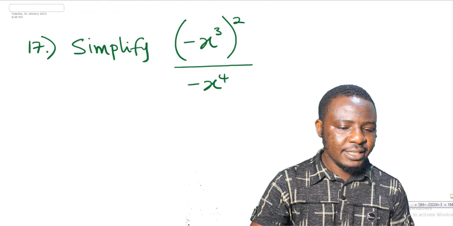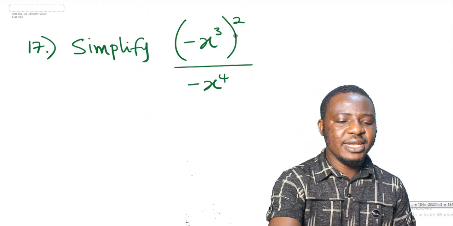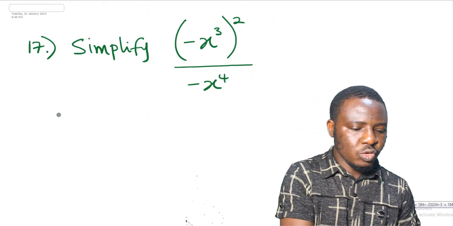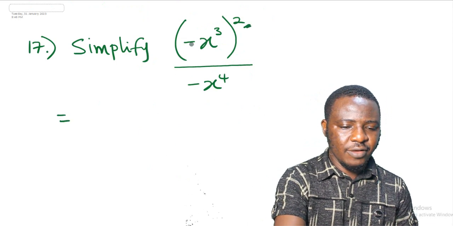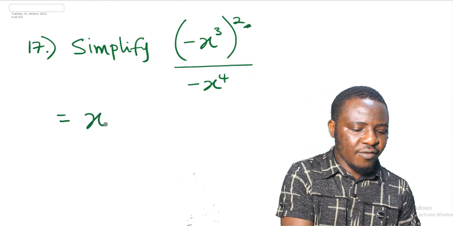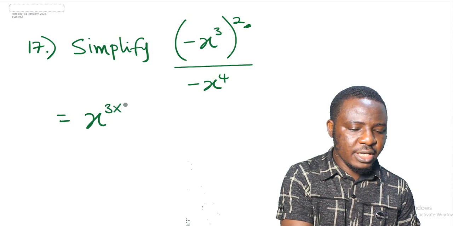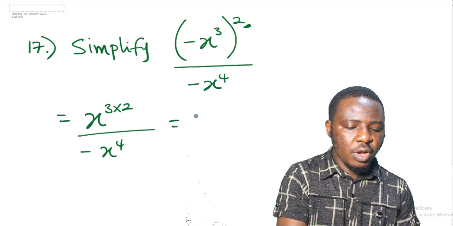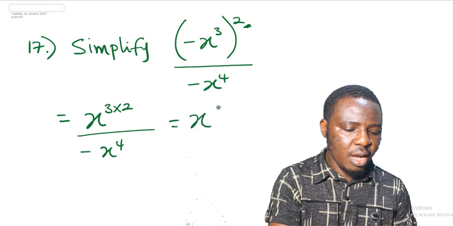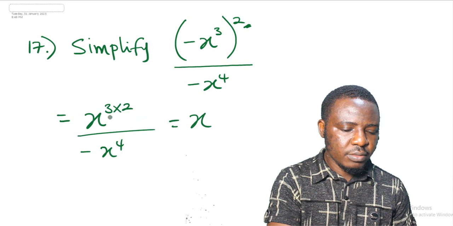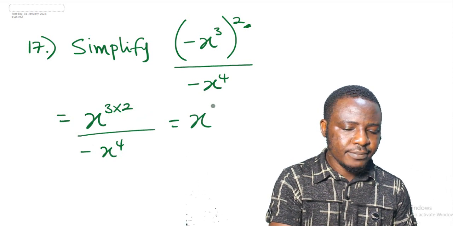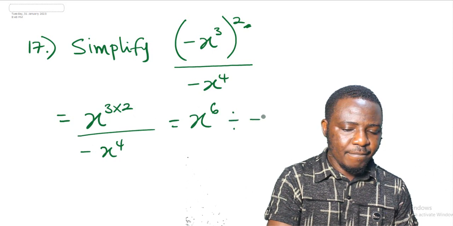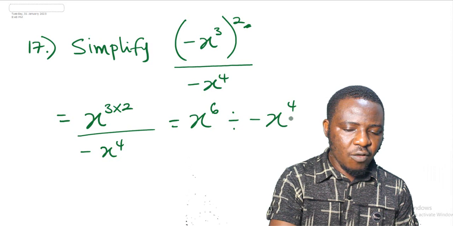Question number 17. Simplify this. We'll also simplify the numerator by squaring it before dividing by the denominator. So this is even, so this becomes positive. We have x raised to the power of 3 times 2 divided by minus x raised to the power of 4. This becomes x raised to the power of 6 divided by minus x raised to the power of 4.